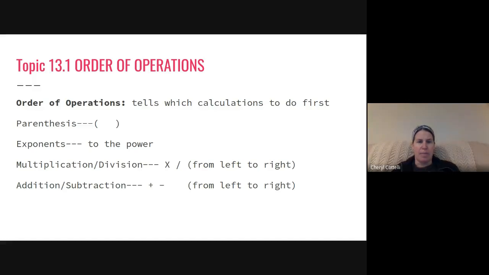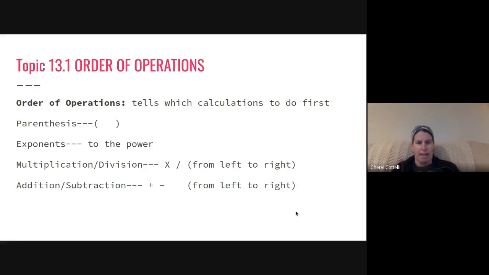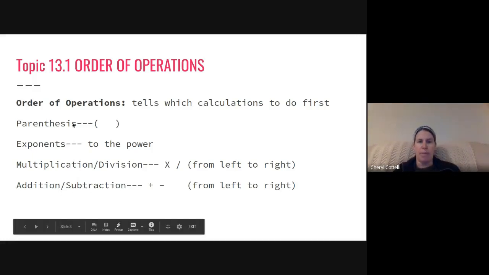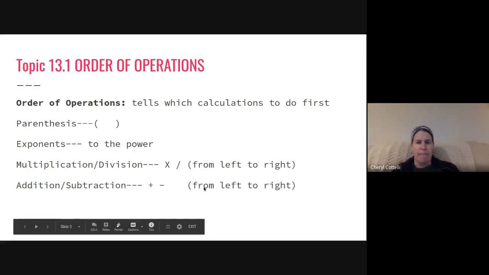And we remember it as please excuse my dear Aunt Sally. That's the acronym. What you would do is you would do any parentheses first in the problem. And then you would do exponents. And if you remember, exponents are the numbers to the small power. Multiply or divide depending on what's first, just like you were reading from left to right, and add or subtract depending on which one you see first.